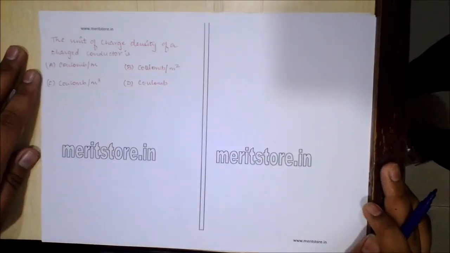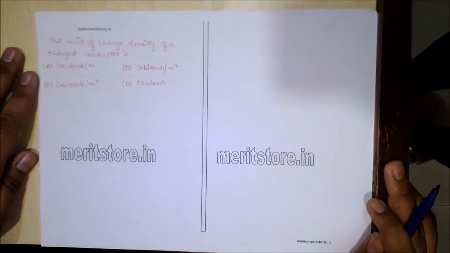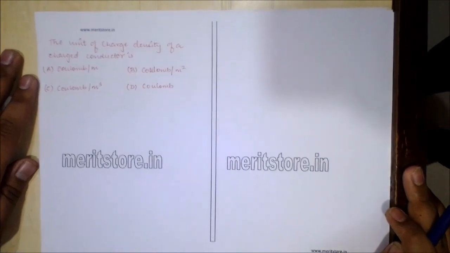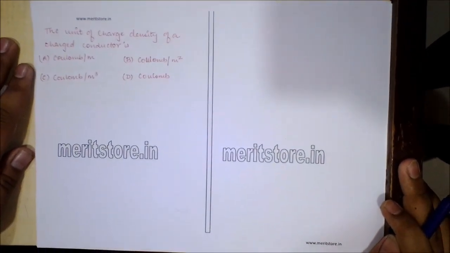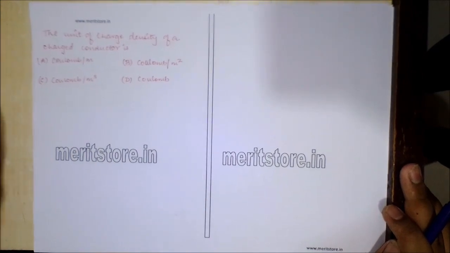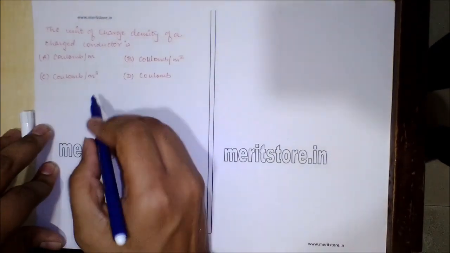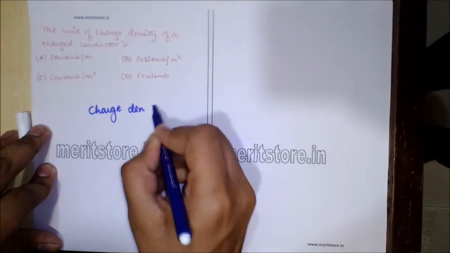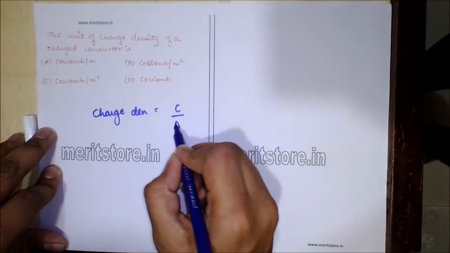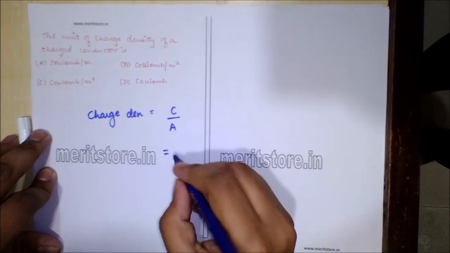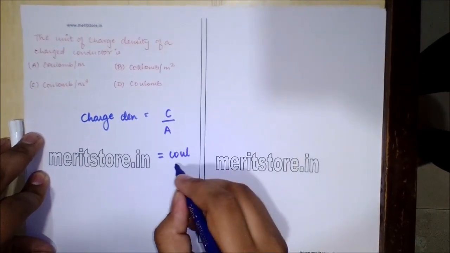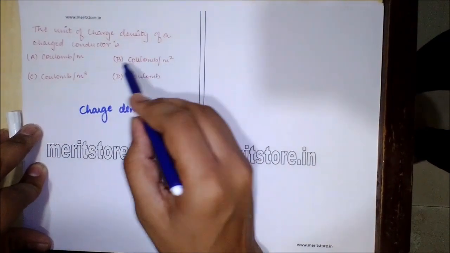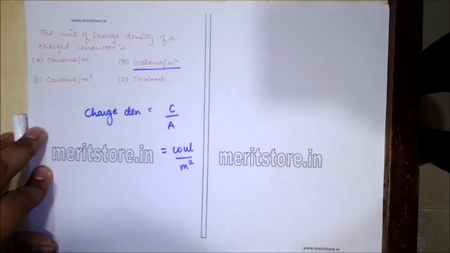The charge density of a charged conductor is: option A coulomb per meter, option B coulomb per meter square, option C coulomb per meter cube, option D coulomb. Now to solve this question, as we know, charge density is nothing but charge upon area. Unit for charge is coulomb and area is meter square. So the correct answer is option B, coulomb per meter square.